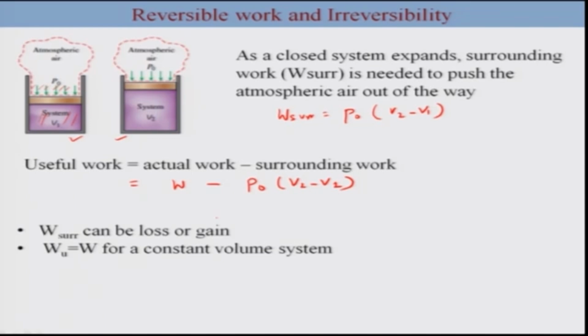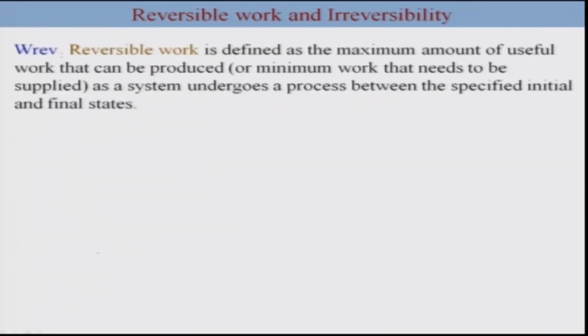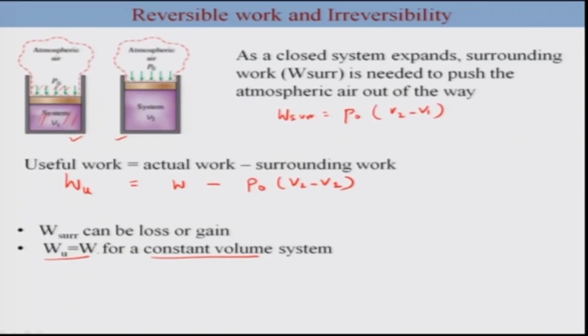For a constant volume system, your useful work, which we would write with a subscript u, is simply W. So that was the definition of useful work.